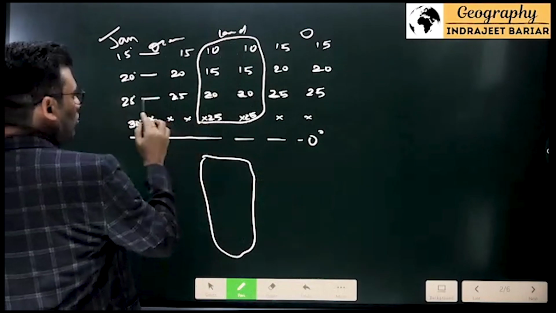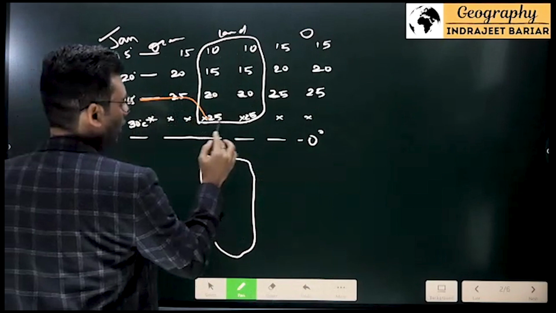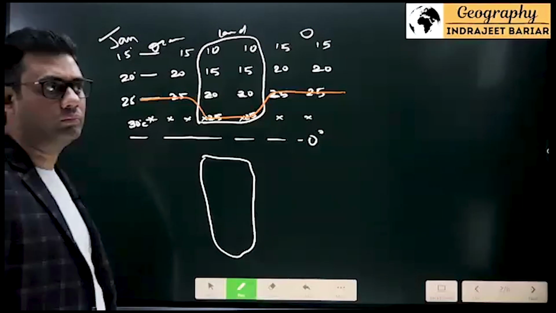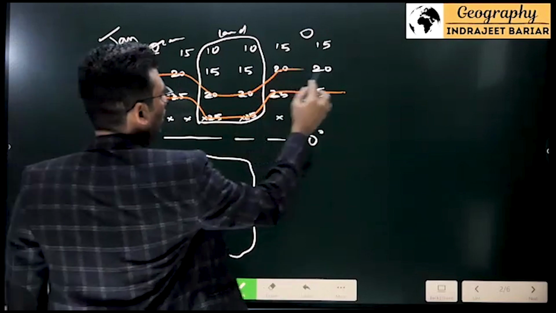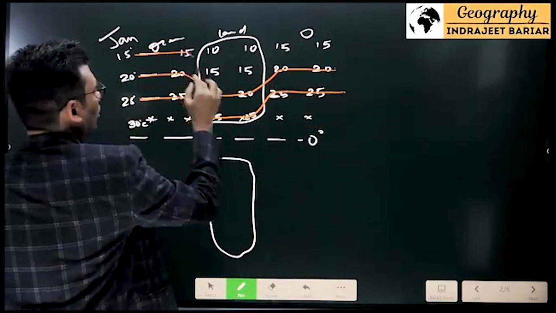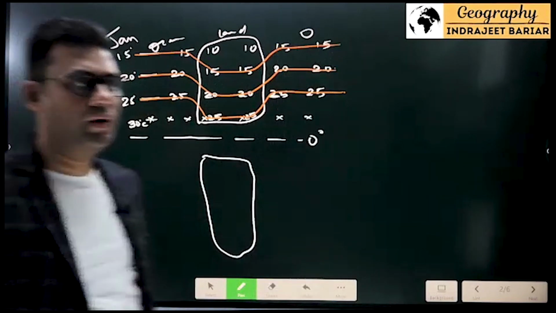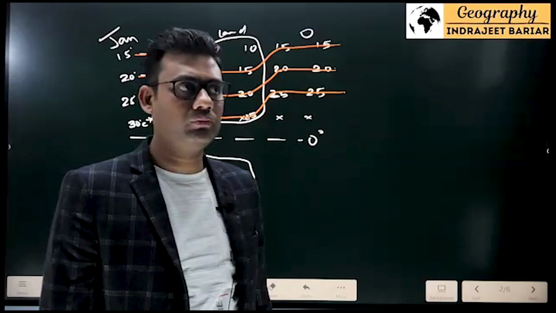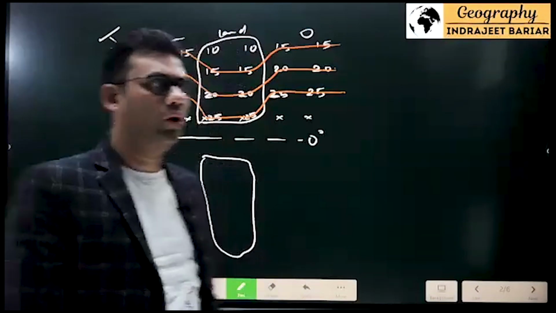30 का तो corresponding कुछ है नहीं. 25 का बनाते हैं. 25, 25, 25, 25, 25, 25. Correct? Likewise 20, all 20 I am joining. All 15 I am joining. Now can you see the deviation? Now it's not purely latitudinal. And what can I say?